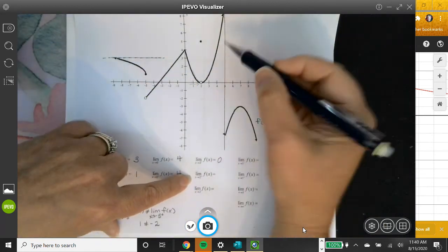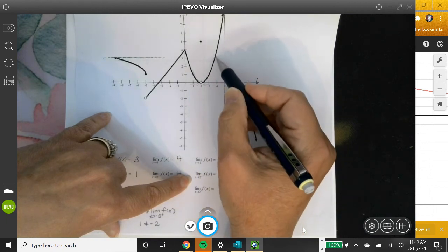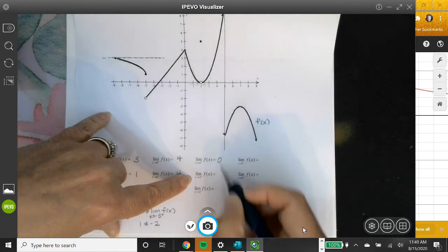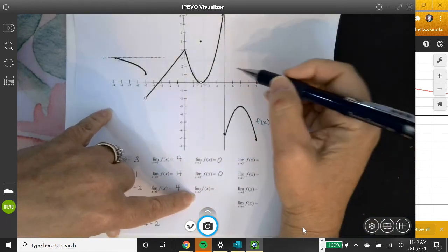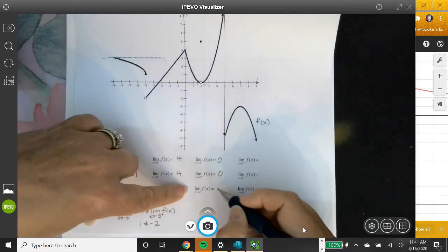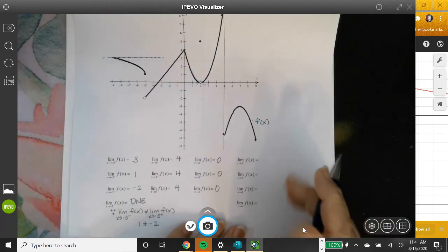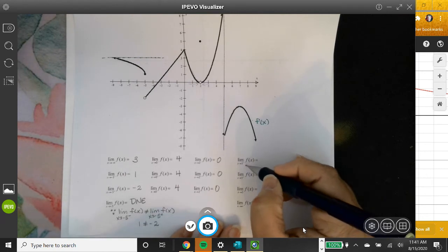From the right side, same thing. As I get closer and closer to 2 in the x direction, the y is getting closer and closer to 0. And then the limits from both directions are both 0. So the limit does exist, and it's 0. All right, next one. The limit of f of x as x approaches 5 from the left side here.